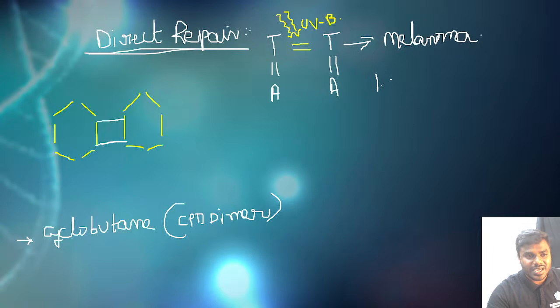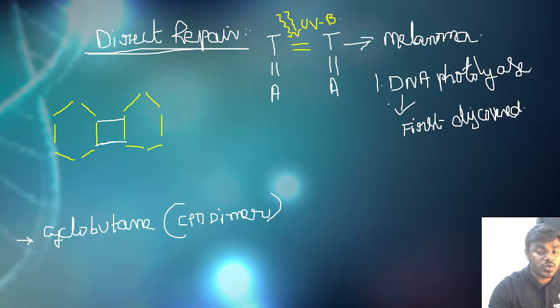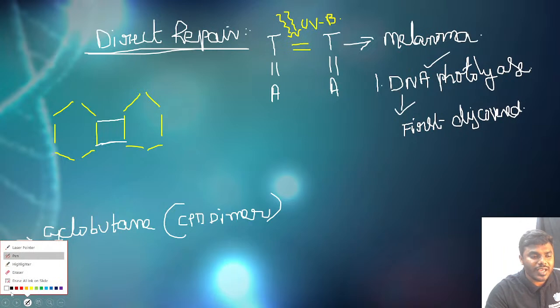The major enzyme involved in this particular mechanism is the DNA photolyase enzyme. And every student has to remember, DNA photolyase is the first discovered DNA repair enzyme. So in a given 4-marker question, as one of the statements we can get, friends, the first discovered DNA repair mechanism enzyme is the DNA photolyase only. Friends, how does the DNA photolyase look? I want you to understand it.